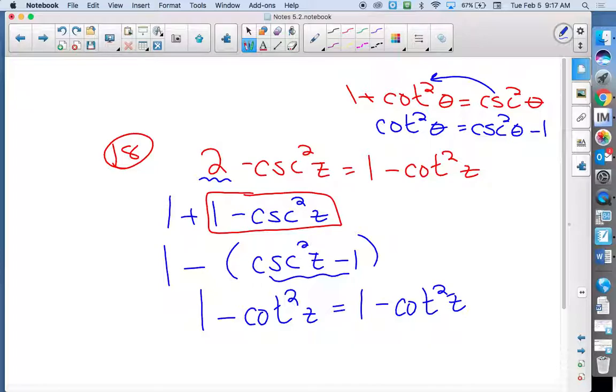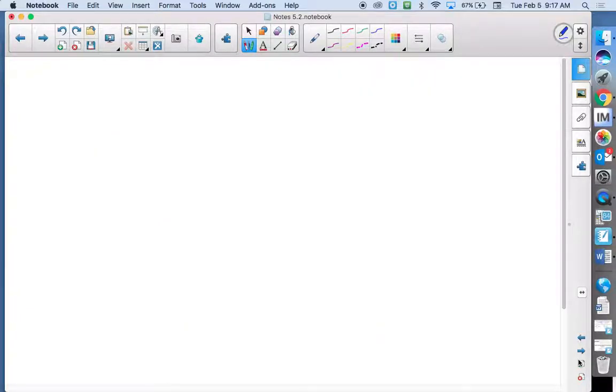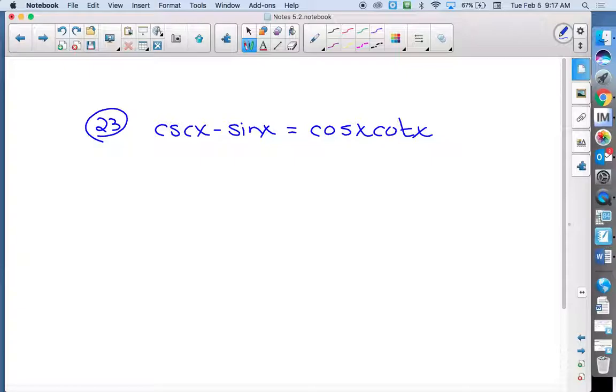And then I think number 23 was the other one I heard. So looking at 23. 23 I think was similar to the one we did in class yesterday. So our goal is to take a subtraction problem and make it into multiplication. So we have cosecant minus sine, and that's supposed to become the cosine times the cotangent. Again, a couple of different ways depending on what you see here, what you notice.